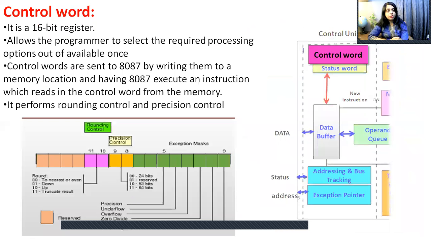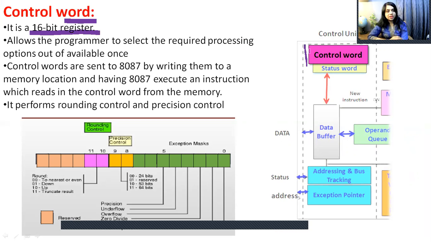Now in the control unit, there is a control word. So what is the control word? As the name suggests, it performs the controlling operation. It controls the operation of the 8087 maths coprocessor. So there is a control word register. The user has to write the control word in the control word register. What is the size of this control word register? It is a 16-bit register.